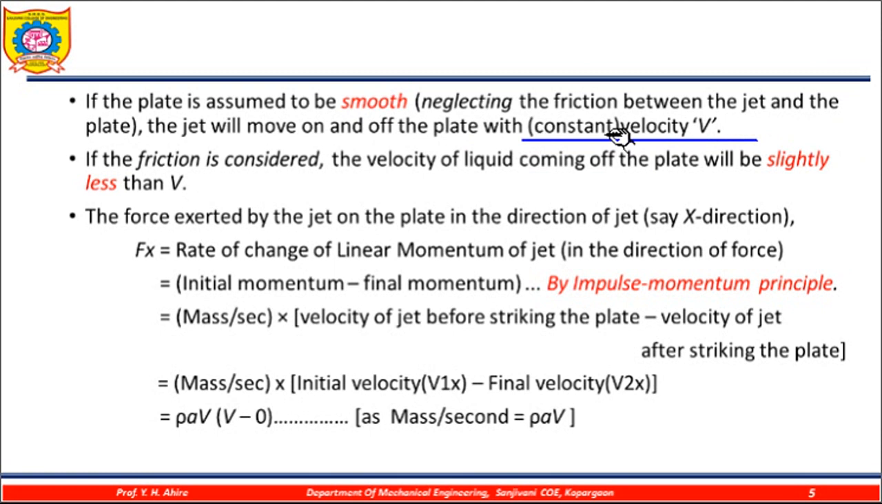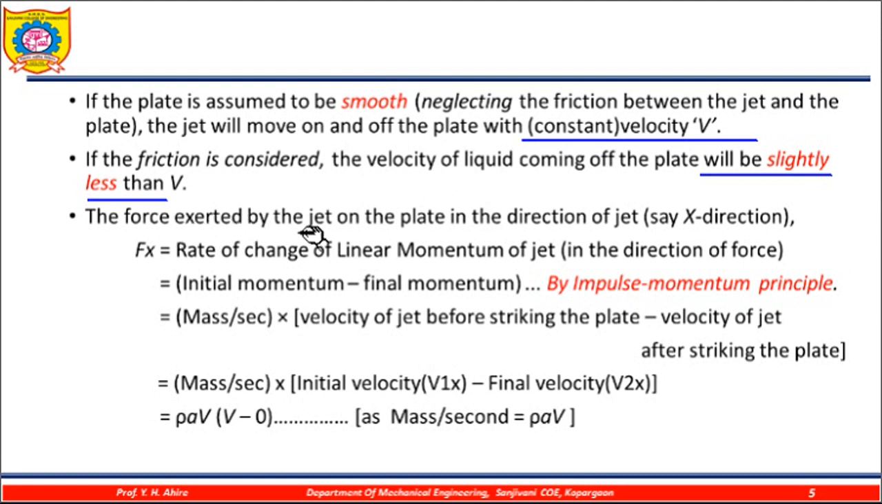So incoming velocity is equal to outgoing velocity, capital V, after impact. If friction is considered, which is a practical case, then the velocity of liquid coming off the plate will be slightly reduced, slightly less than the incoming velocity capital V, because some energy is expended in overcoming the friction.